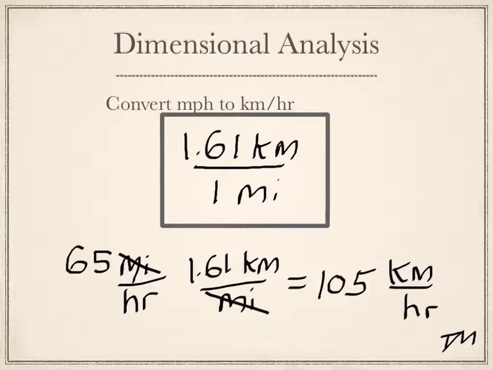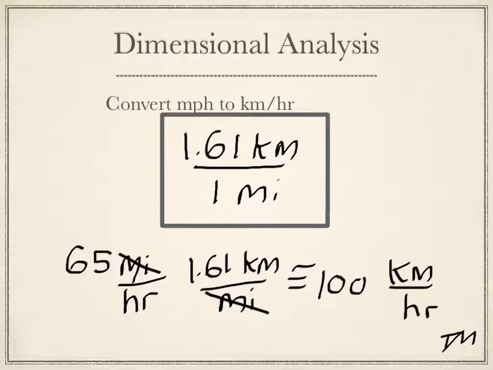Again, we're just going for a ballpark estimate. And we have 65, so we only have 2 significant digits. So it's best to probably write 100 kilometers per hour. So a highway speed is about 100 kilometers per hour.